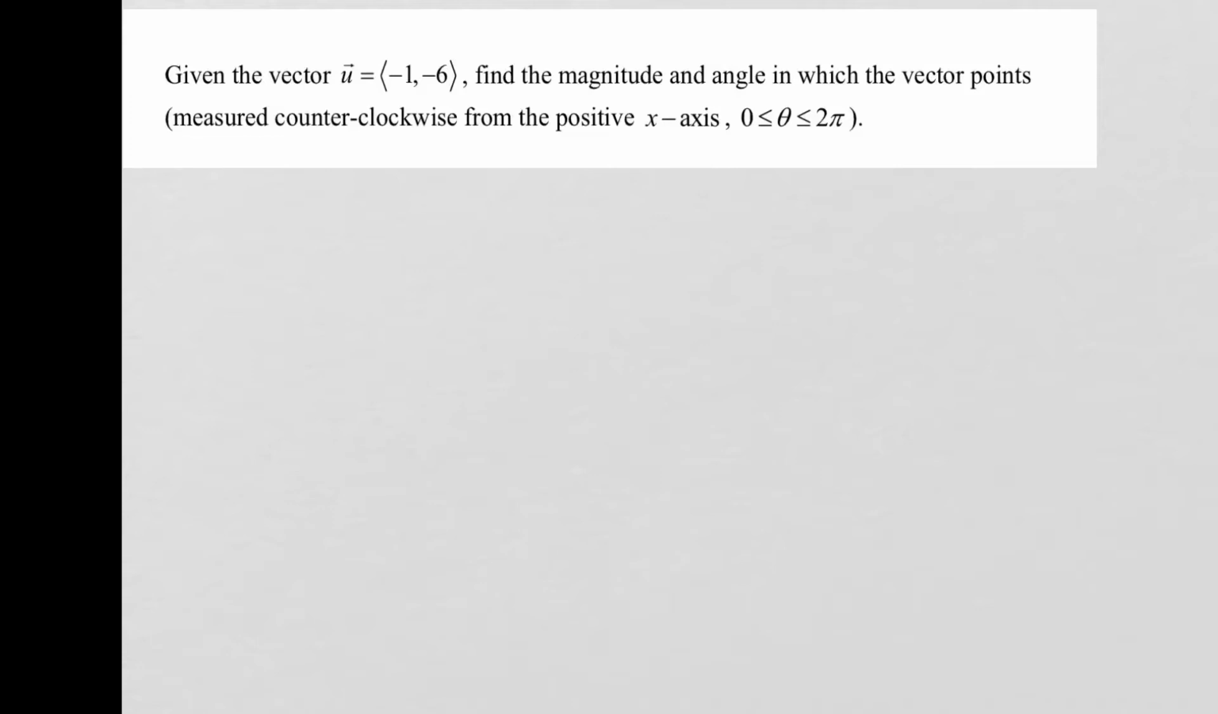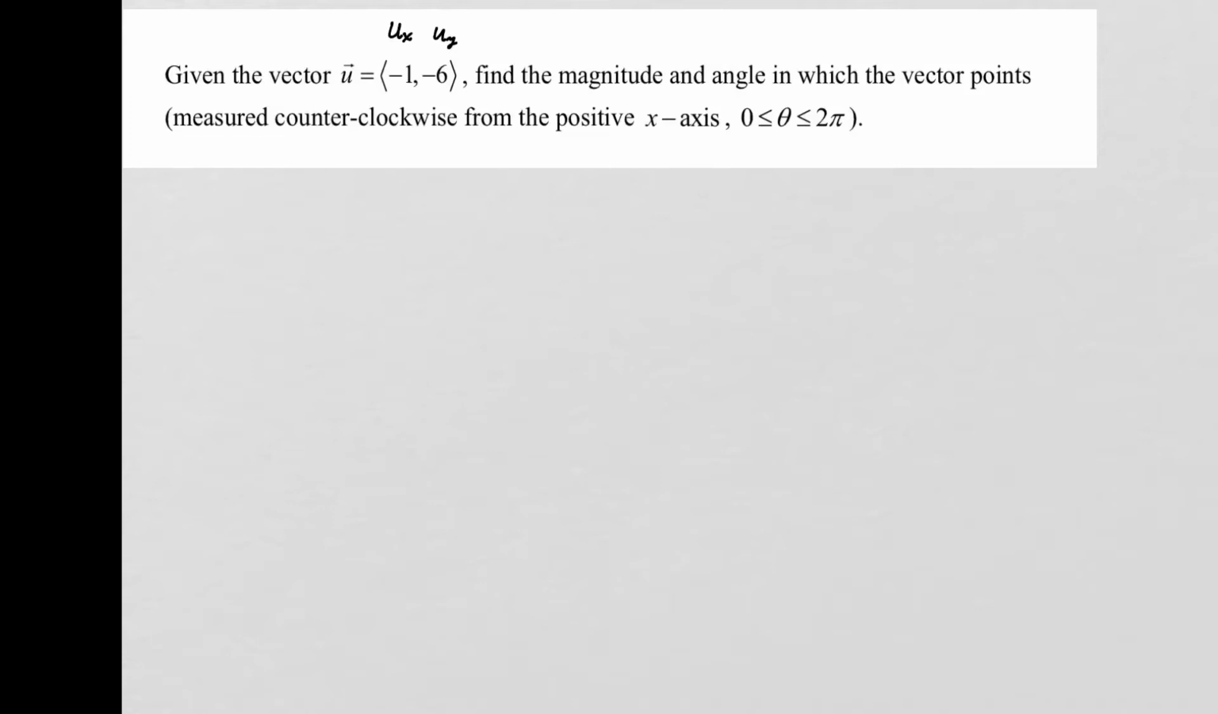left angle bracket, -1, comma, -6, right angle bracket. Remember, the angle brackets just represent the fact that it's a vector. So really what this is saying is that the x component of u, so like ux, is -1, and then uy would be -6. Find the magnitude and angle in which the vector points. And for the angle, we want it measured counterclockwise from the positive x-axis, and we want it in radians instead of degrees in this case.